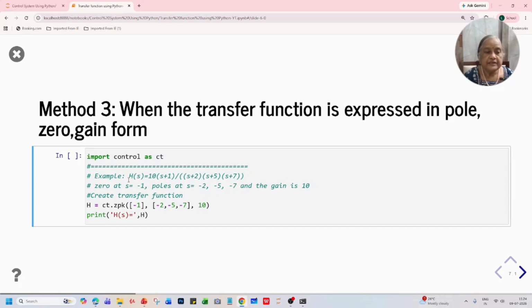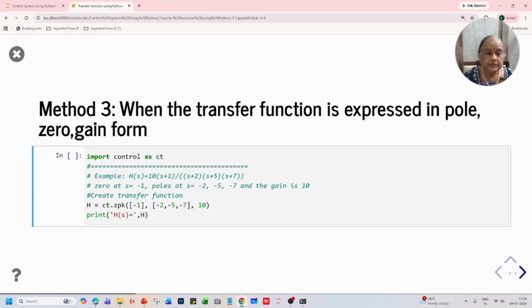Here the example taken is H(s) = 10(s + 1)/((s + 2)(s + 5)(s + 7)). So here the zero is at s = -1, there is one zero, and there are three poles at s = -2, -5 and -7.